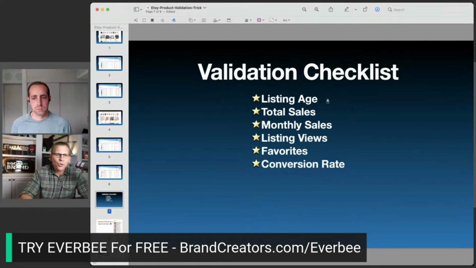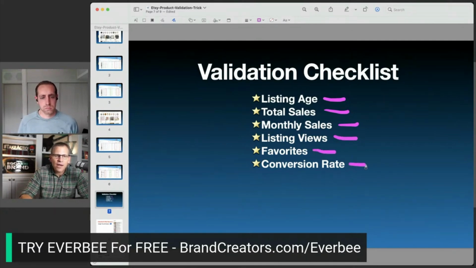We want to be able to look at a listing's age. We want to also look at total sales. We want to also look at monthly sales. We want to look at the listing views if we can. We want to look at how many times that item has been favorited. And then we want to look at how many sales converted from the listing views. So it's kind of like you're looking at this here, and then you're looking at that.